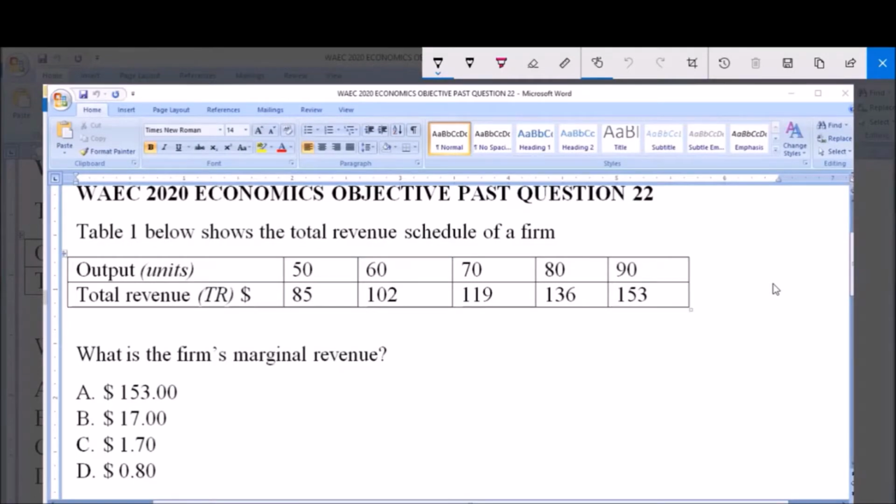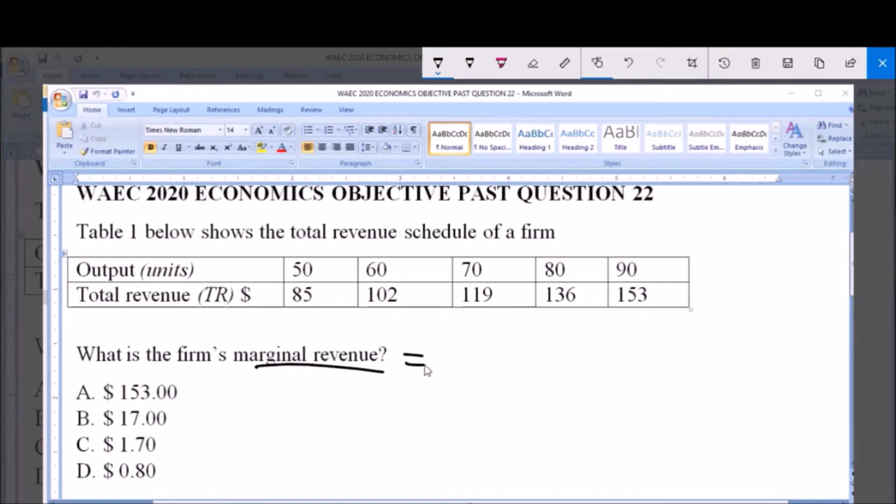So you have this table 1, which shows the total revenue schedule of a firm with two parts, output and total revenue. Now the question is, what is the firm's marginal revenue? A, $153, B, $17, C, $1.70, D, $0.80.